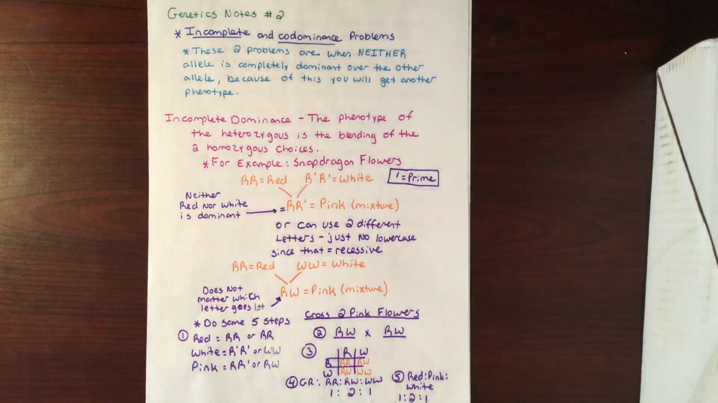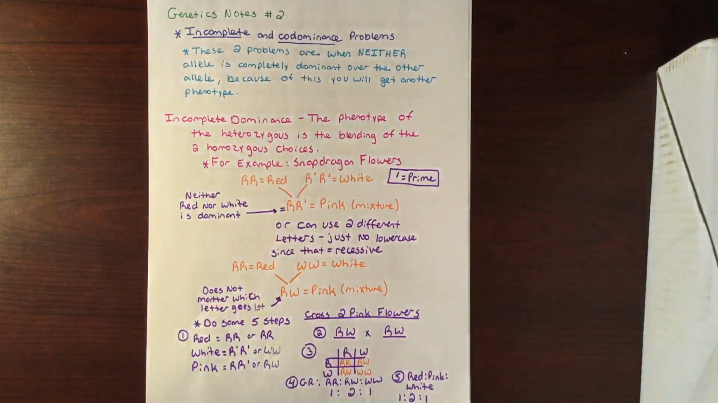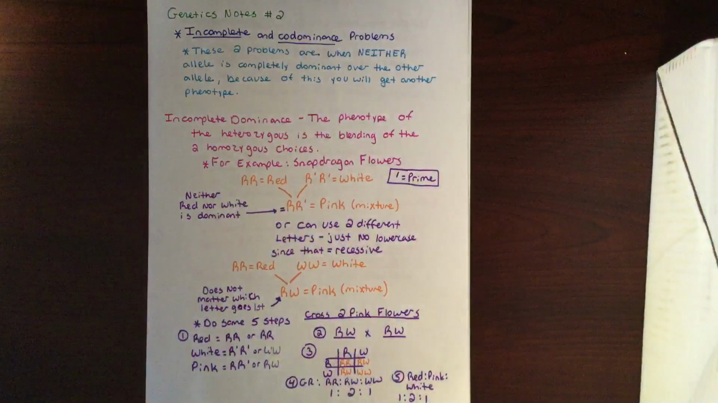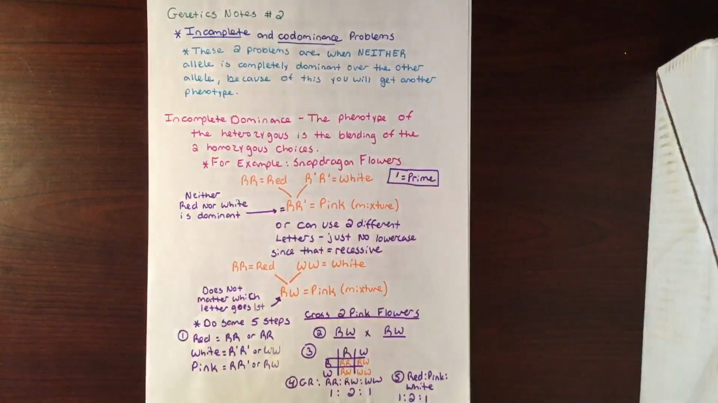Happy Friday. Today is day 3, and what I want to do today is go over the notes that you guys should have copied yesterday and the 2 practice problems that you should have been able to do yesterday as well. So today we're looking at types 2 and 3. They're really similar to each other. They're called incomplete and codominant problems.